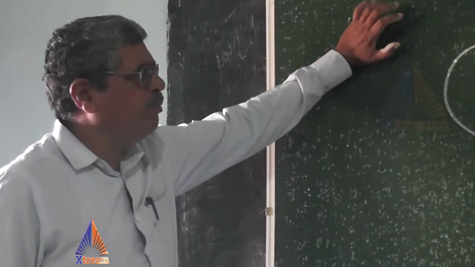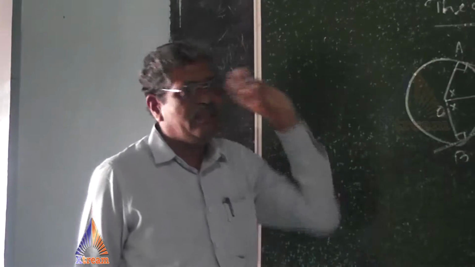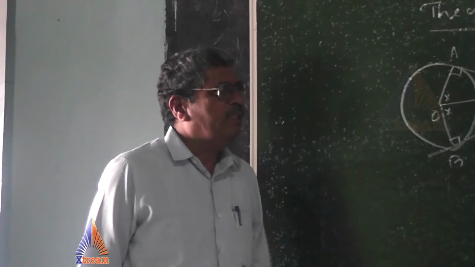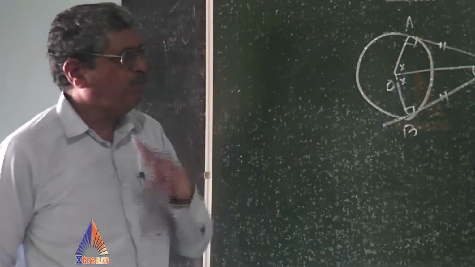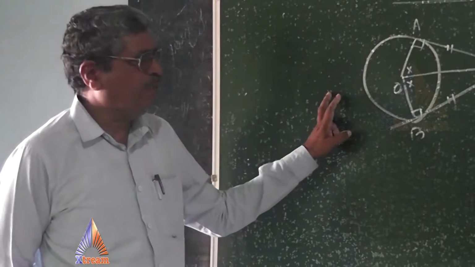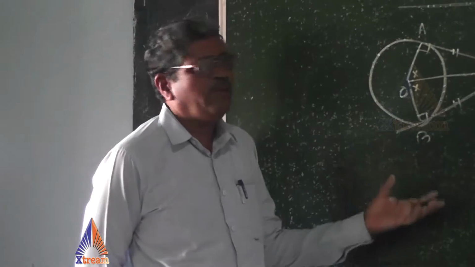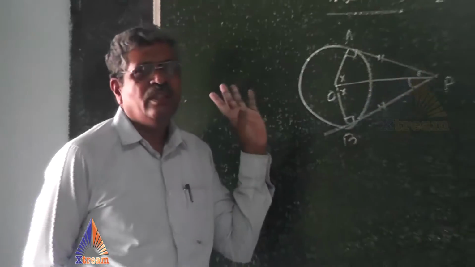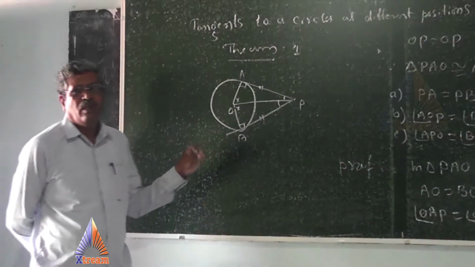Now this is a 3 marks problem for a theorem. It is a very important theorem. According to the scheme of evaluation, the given gets half a mark, the proof is 1.5 marks, and half a mark is for the figure. Totally 3 marks.